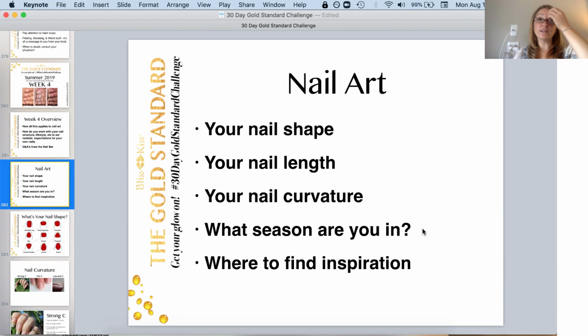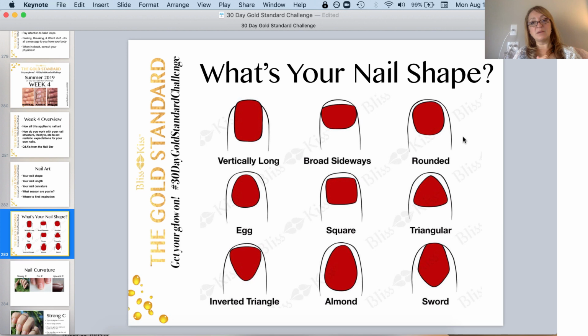So we covered this image before about nail shape in one of the previous weeks. This vertically long shape is the most common nail shape that you'll see in nail bloggers. It's the classic, beautiful, coveted nail shape. You'll also see a lot of rounded and a lot of inverted triangles. There are a handful of these, and we'll talk more about those and how they show up. But you may have a variety of different shapes on each of your hands. Like I have one that is a little bit egg-shaped, one that's inverted triangle, and one that's a little bit more rounded. So just look at your hands, and we'll give you some examples of that later.